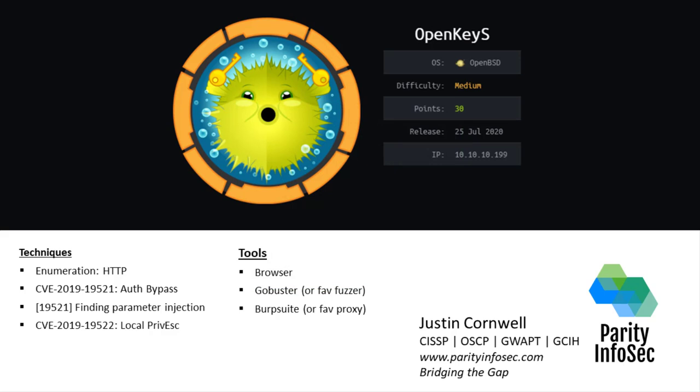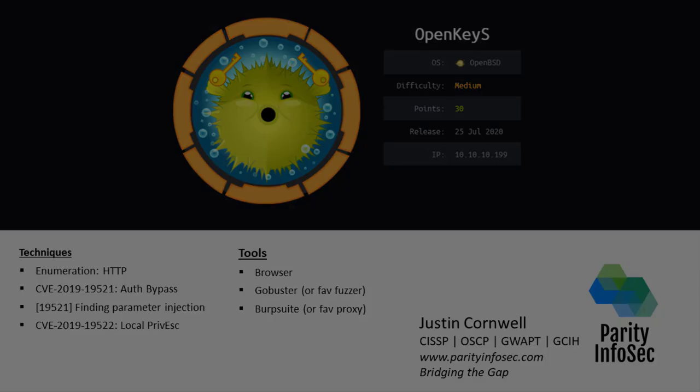For the most part, there's gonna be a little bit of enumeration, get into those CVEs, and it's really only gonna take 3 tools. I mean, you can get into the nitty-gritty of Nano and some Bash, but for the most part, it's gonna be a browser, a fuzzer, and a proxy. So with that, let's go ahead and get started.